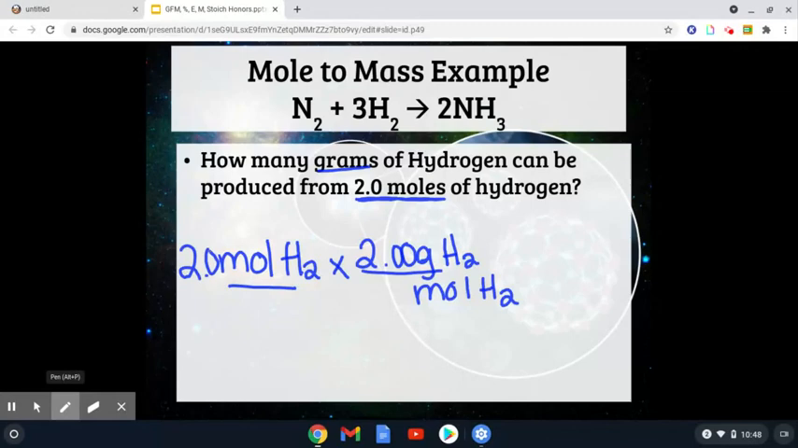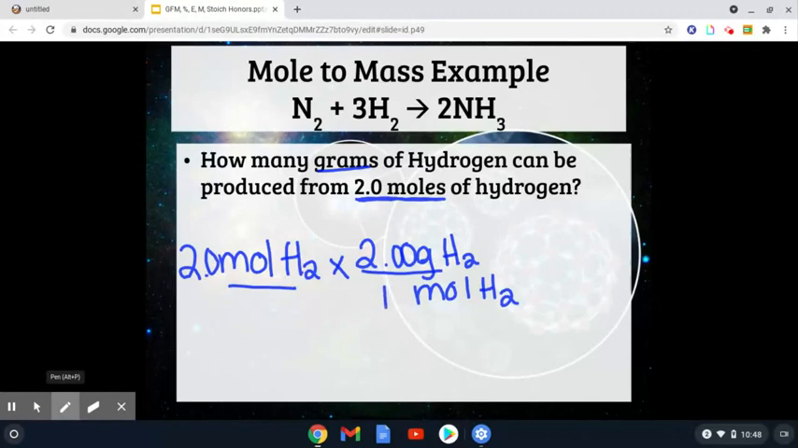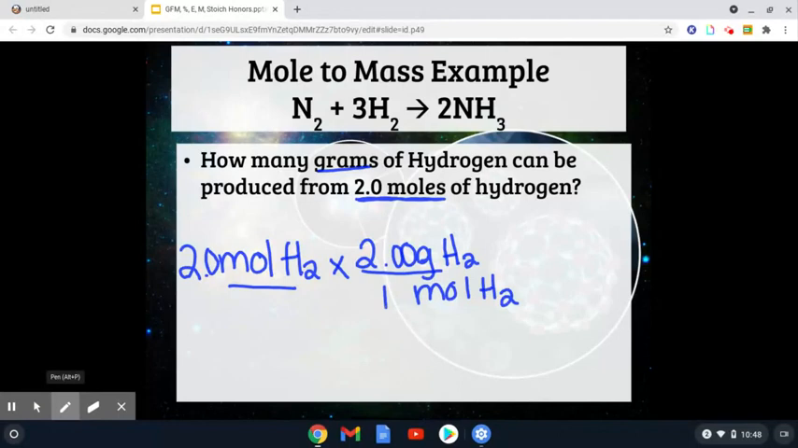And then in your conversion factor, you're always going to put the gram formula mass over 1 mole because the moles of something are the grams, the gram formula mass of it. So if I said I had 1 mole of hydrogen being a diatomic, that mole is going to weigh 2 grams. If I said I had 1 mole of carbon dioxide, that mole is going to be equal to the gram formula mass of carbon dioxide, which is 44. So 1 mole of carbon dioxide has a mass of 44 grams. So that's what my conversion factor is.